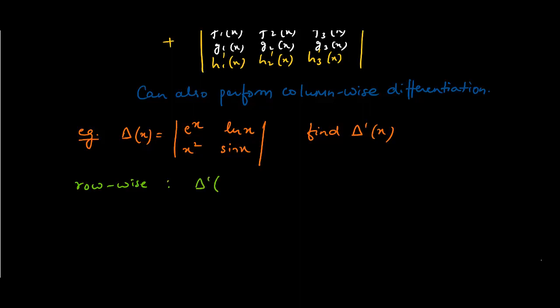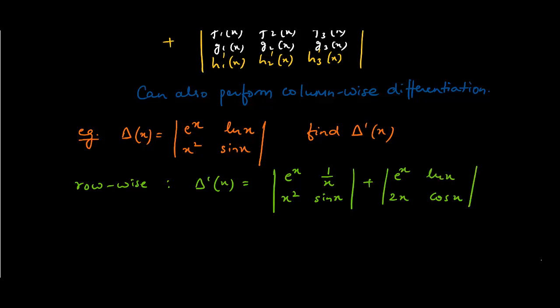So we'll first solve using row wise differentiation. So the value of delta dash x becomes: the differentiation of the first row, now the differentiation of e to the power x is e to the power x, of ln x is 1 by x, second row same, plus now the differentiation of the second row, x square gives 2x, sin x gives cos x, and the first row same, right?